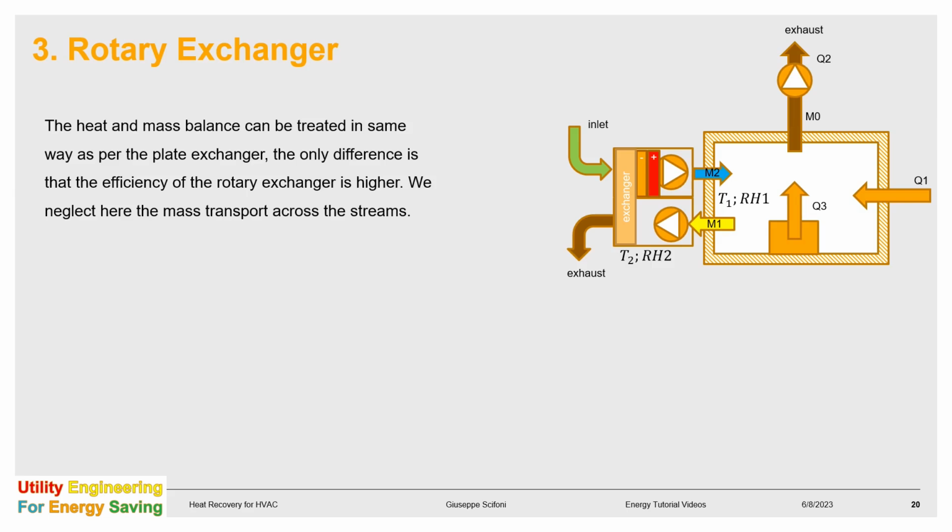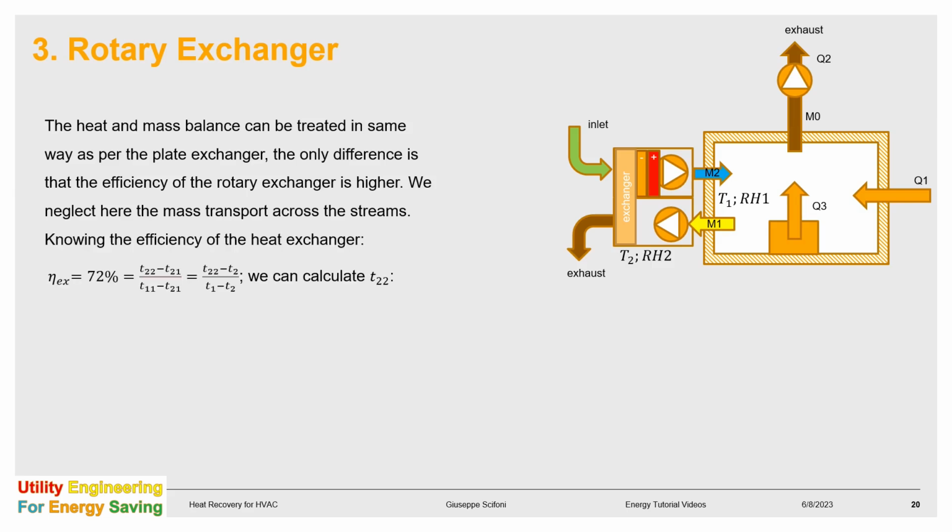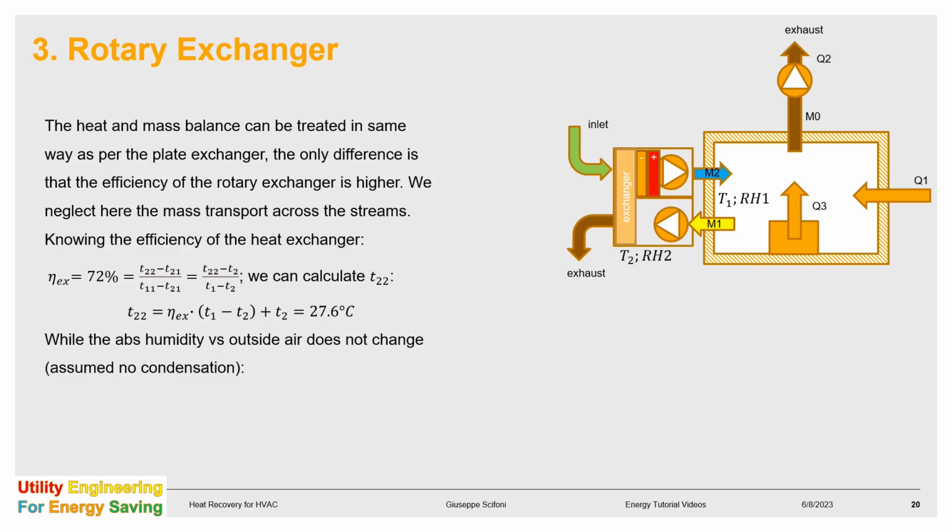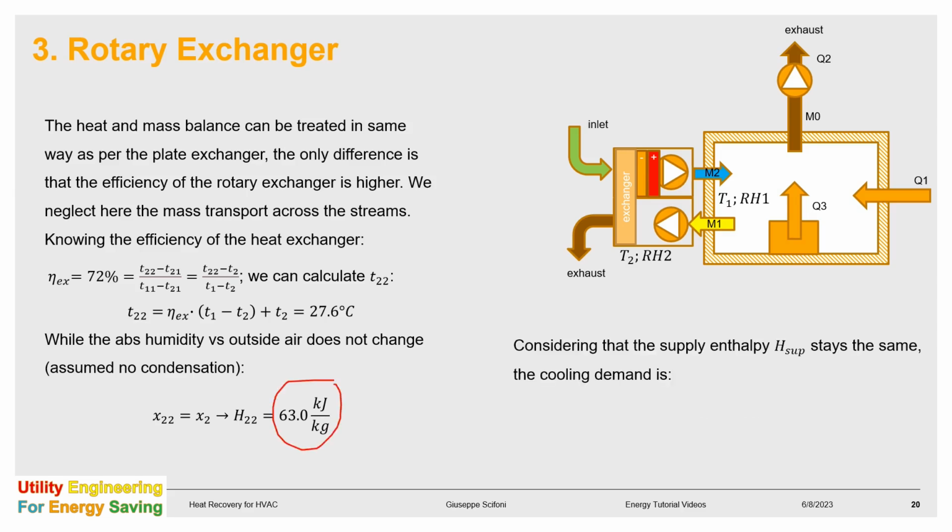For the rotary exchanger, the heat and mass balance can be treated in the same way as for the plate exchanger. The only difference is that here the efficiency is higher. We neglect the mass transport across the stream, and we say that this exchanger can only transfer sensible heat. Assuming the efficiency of the heat exchanger 72%, we can calculate T22 with a similar formula used for the plate exchanger. We find 27.6 centigrade. And since the absolute humidity of the outside air still does not change, we find the enthalpy after the exchanger, that is 63 kJ per kilogram. The cooling demand in this case says negative 420 kilowatt, that is 5% less than the one calculated for the plate exchanger.